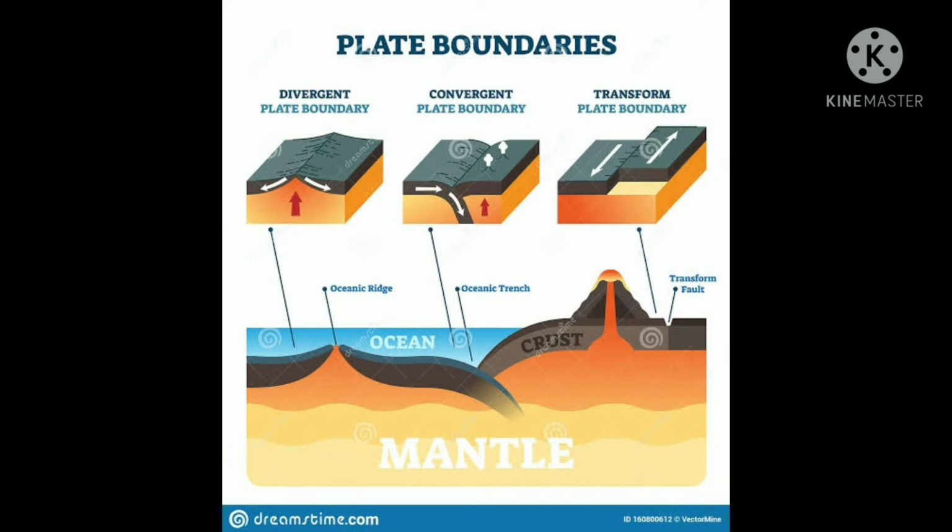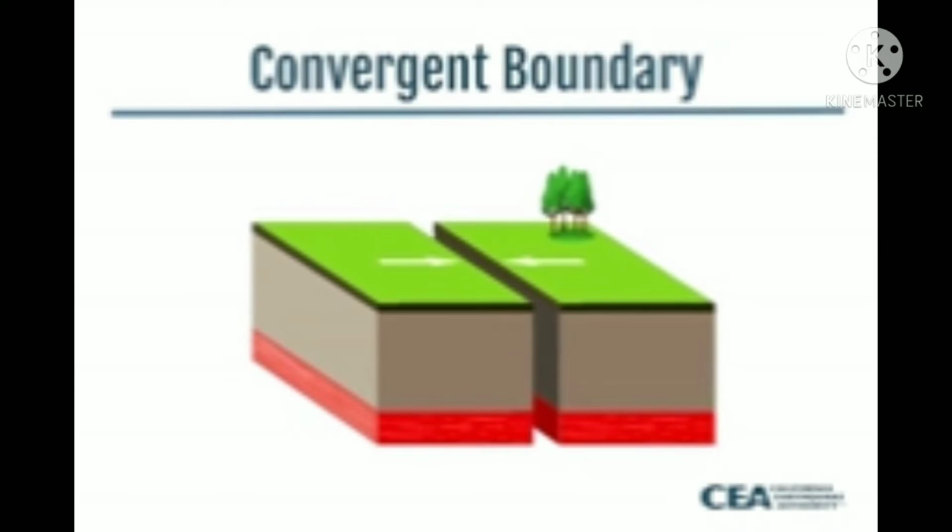All tectonic plates have boundaries with other tectonic plates. These boundaries are divided into three main types, depending on how tectonic plates move relative to each other. Tectonic plates can collide, separate, or slide past each other.